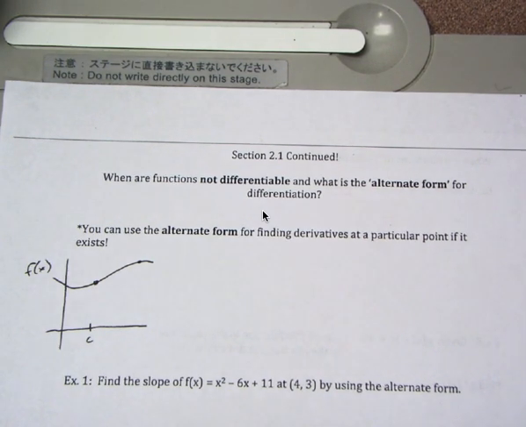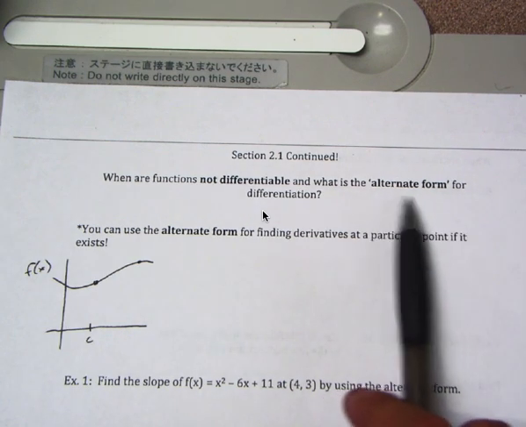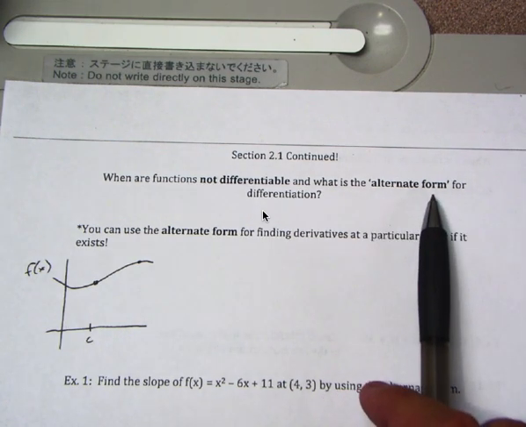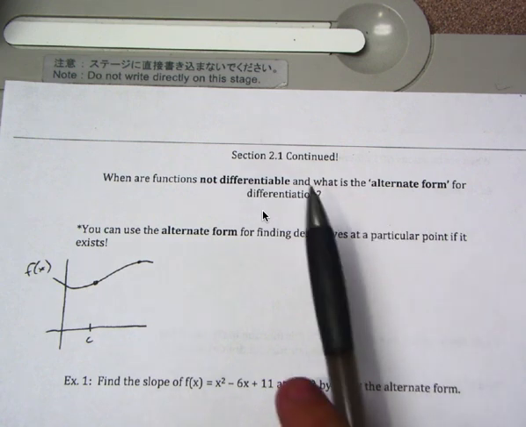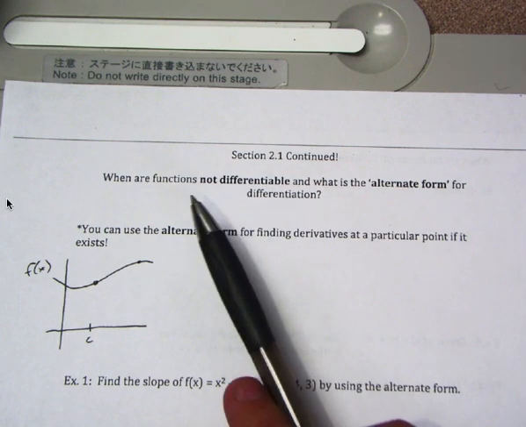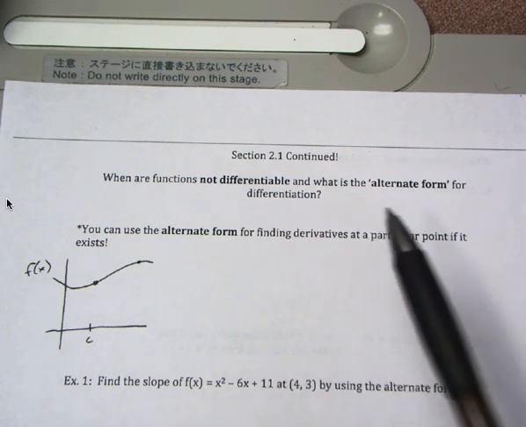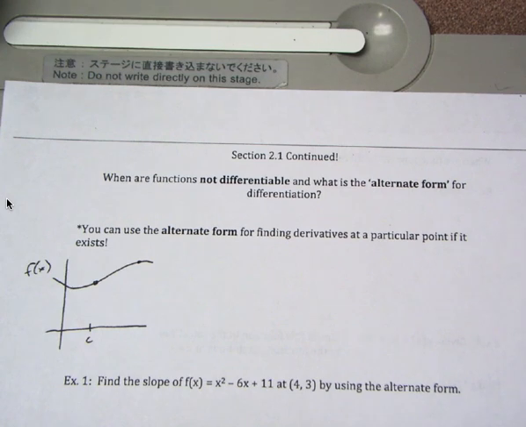So in our notes today there's kind of two parts to it. The first part is there's an alternate form of the definition to find a derivative. And then the second part is when are functions not differentiable? Like what would happen on a function such that you look at it and you say, I can't find the slope of a tangent line at that place. And so it's kind of two different halves to our lesson today.